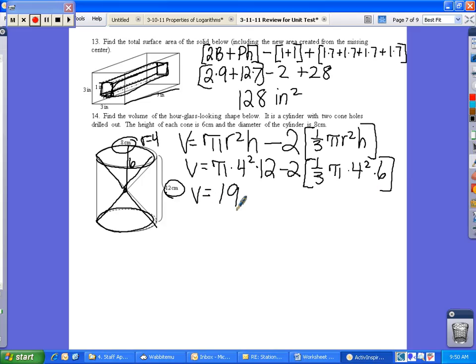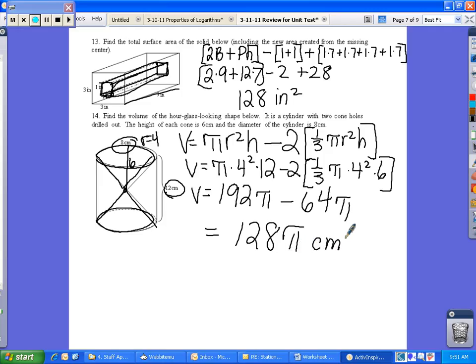4 squared times 12 is 192 pi. Minus 2 times 1/3 times 4 squared times 6. You multiply all those together, and you get 64 pi. So 192 pi minus 64 pi is 128 pi, and that is in centimeters cubed. And that is your answer.